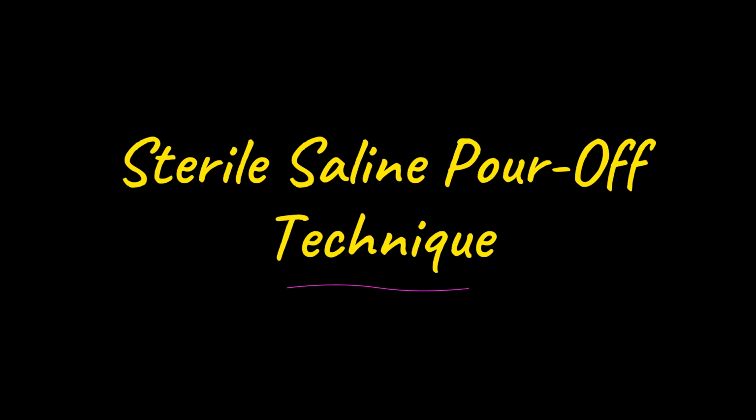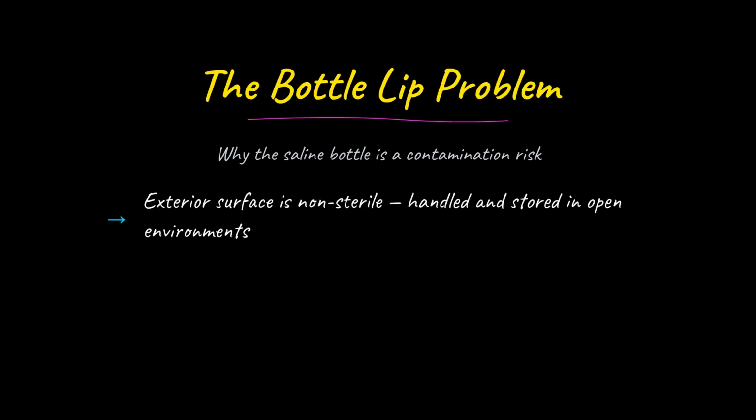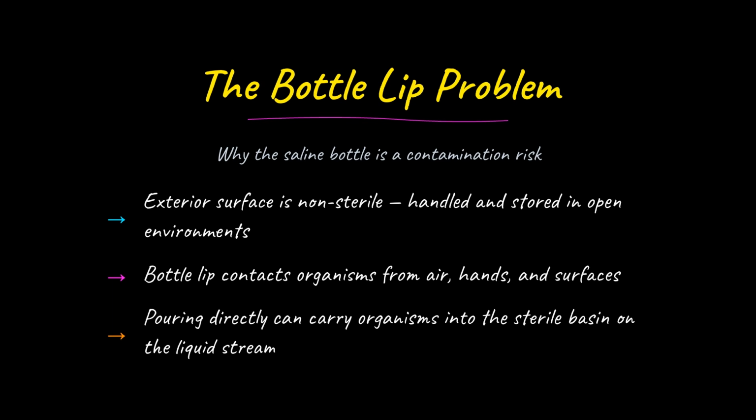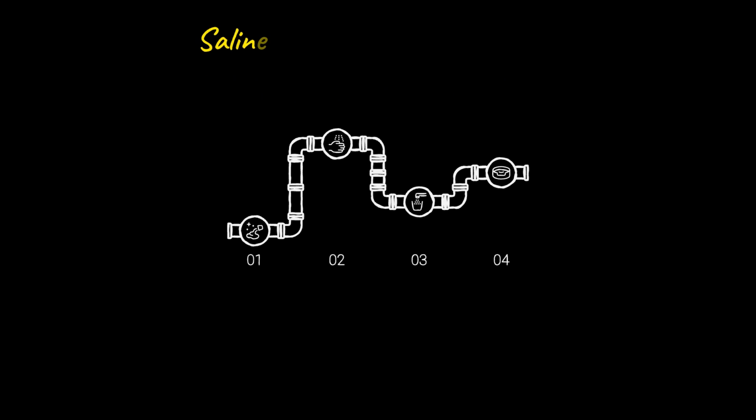Contamination flows from non-sterile to sterile, never the reverse. Understanding why nurses pour off saline before filling a sterile basin requires knowing where contamination actually hides. Even a sealed saline bottle has a non-sterile exterior. The bottle lip, the rim the liquid crosses when poured, has been exposed to organisms. Pouring directly from an unrinsed lip into a sterile basin risks riding those organisms right into the sterile field.